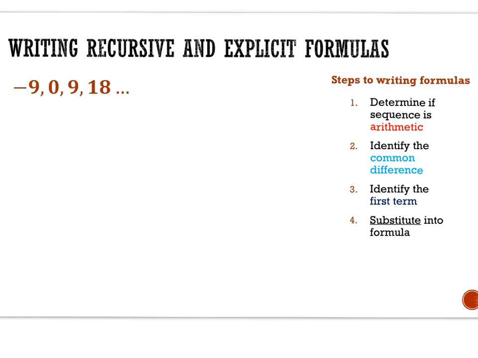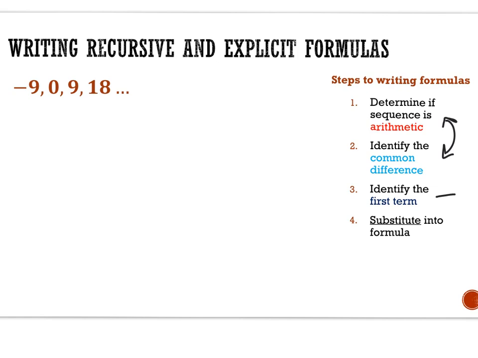The second thing is I'm going to identify the common difference. Part of determining whether a sequence is arithmetic or not is basically going to determine the common difference. So steps 1 and 2 basically happen at the same time. Because if I can find a common difference, it's arithmetic. If I can't find a common difference, then it's not arithmetic.